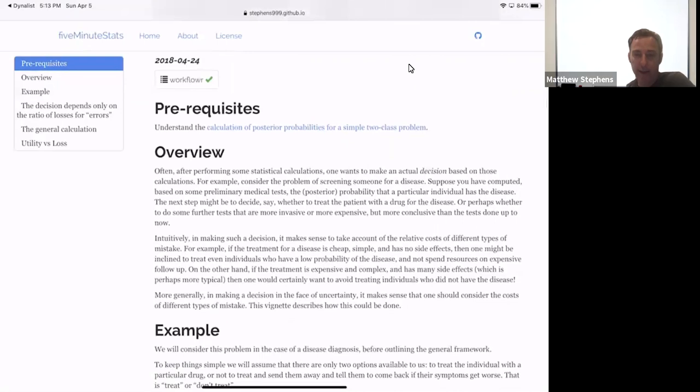But the basic idea is that we need to assign costs or losses to the different possible outcomes that could occur in a decision problem. And then we can do calculations that try to minimize our expected loss. Okay, so that's the basic idea: we're going to specify the losses.